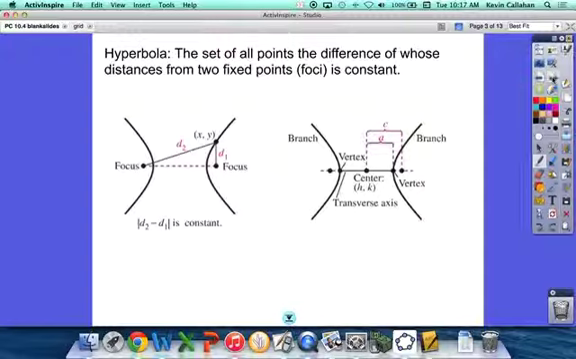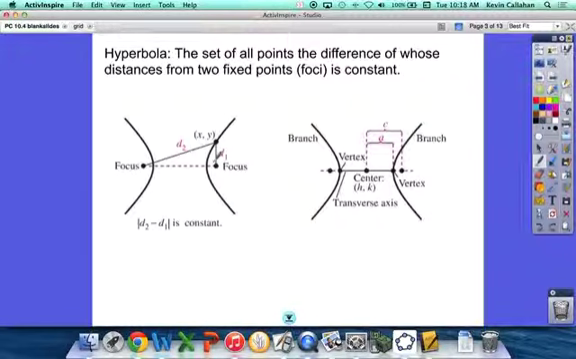So the hyperbola has two branches. Each one kind of looks like a parabola. It's not. I mean, if you had a hyperbolic satellite dish, it would not reflect everything. All parallel rays would not reflect to the focus. So it's not a parabola, but they kind of look like parabolas.